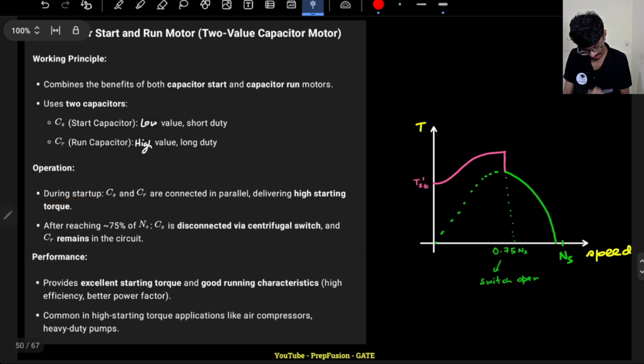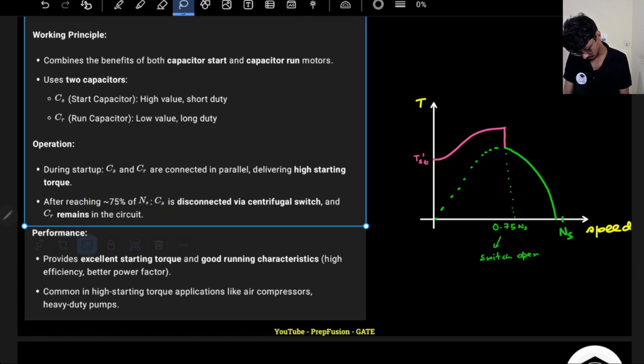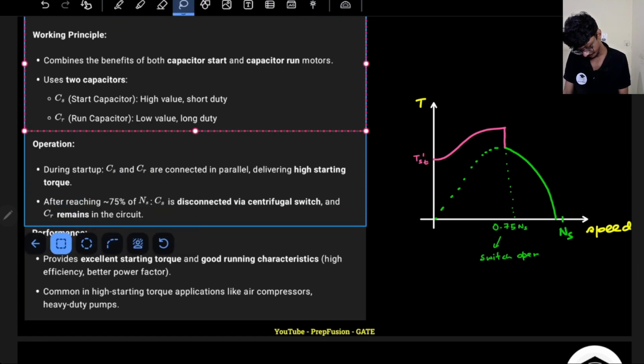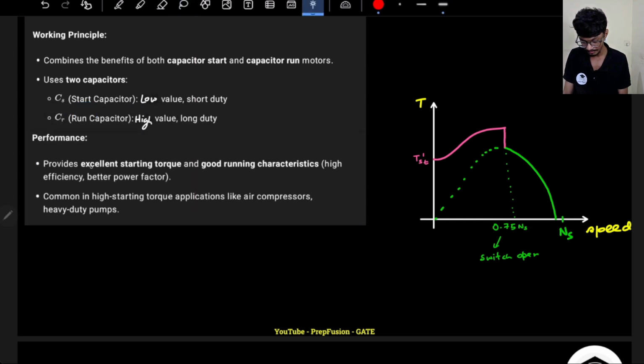So during startup, CS and CR are connected in parallel, delivering high starting torque. Okay, so not in parallel actually. So this statement is wrong actually, because during startup only CS will be used. Okay, so basically we take help of both the characteristics. It has both better starting torque and good running torque. So it will be better. We use it in applications where high starting torque is required, like air compressors, and running torque is also required moderately high. Okay, that is the advantage.